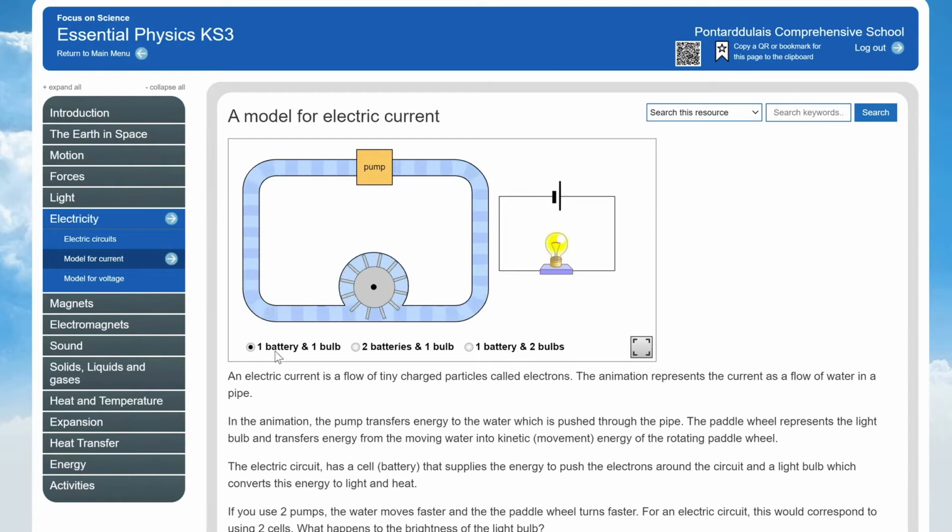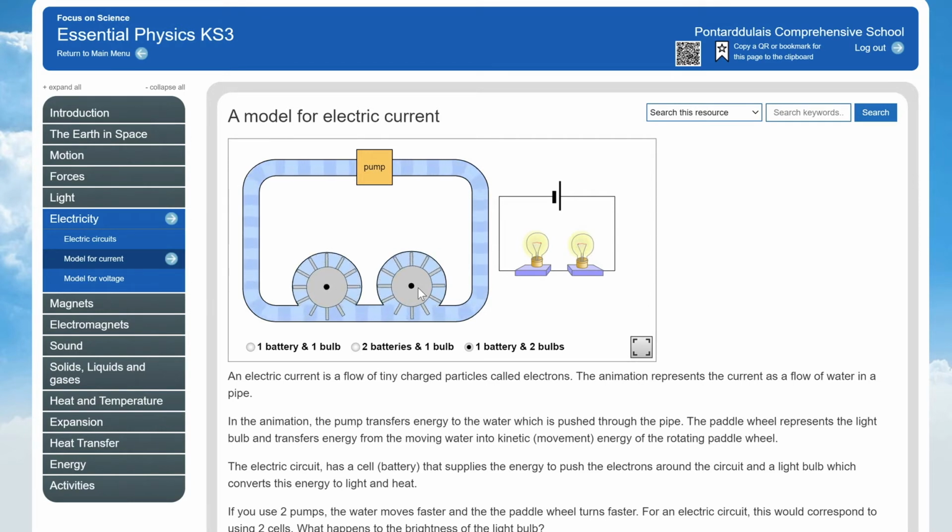Just as if we go back to the original model and we don't double the voltage, but we double the resistance. Now we can do that by putting 2 bulbs in. And with the water, we've put 2 water wheels in. So it slows down the current. Look at voltage.